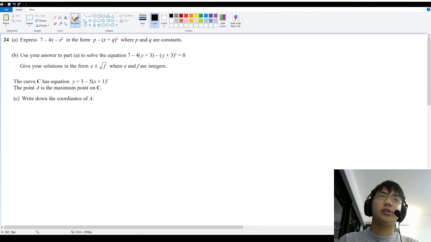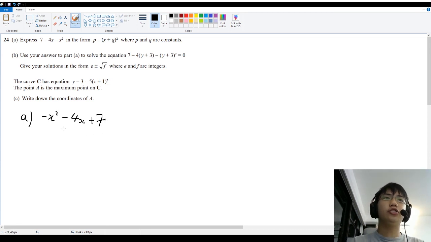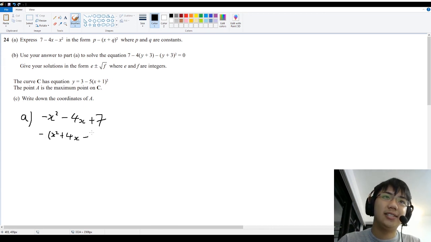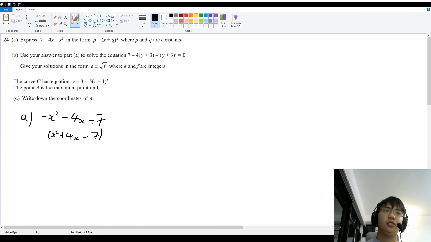So 24a, express 7 minus 4x minus x squared in the form of p minus x plus q squared. P and q are constants. So for a, we can first rearrange this equation so that it is negative x squared minus 4x plus 7. So this is the equation rearranged. We can also factorize it so that this is x squared plus 4x minus 7 multiplied by a negative coefficient.